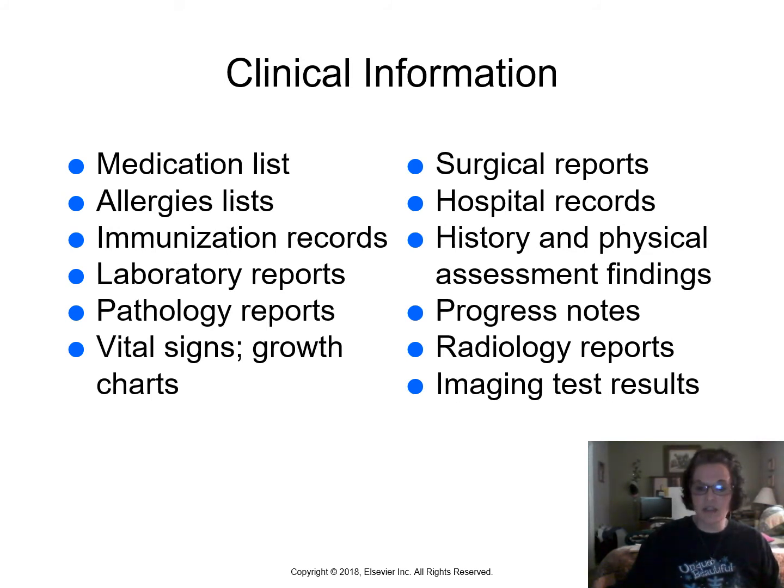Clinical information. Here's a list of clinical information for you. Medication lists, allergies lists, immunization records, laboratory reports, pathology reports, vital signs, growth charts, surgical reports, hospital records, history and physical assessment findings, progress notes, radiology reports, imaging, and test results. How many of those things do you recognize? You should recognize most of them. Even just taking our kids to the doctor, we recognize those.